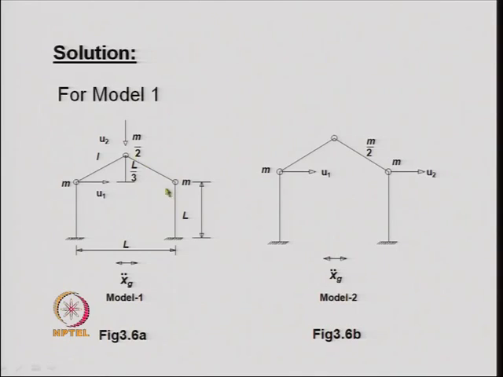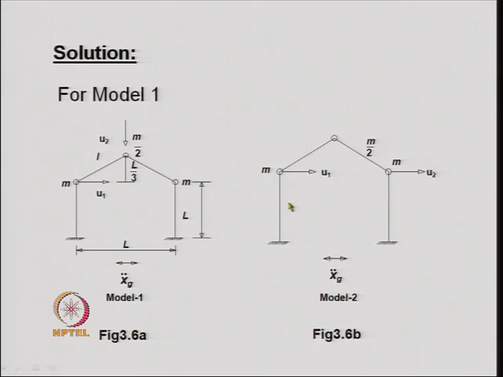This is a pitch roof portal frame. In this pitch roof portal frame, we have a mass here, a mass here, and a mass here. These two masses are M and M, and this mass over here is M by 2. And one can choose the degrees of freedom in two different ways. For example, this is one way of choosing, that is in model 1, this has one independent degree of freedom and this is another degree of freedom.